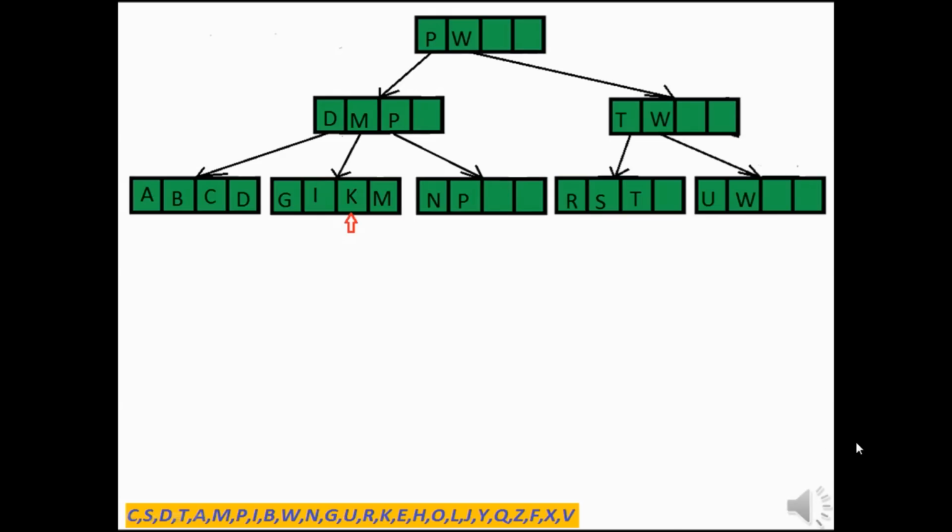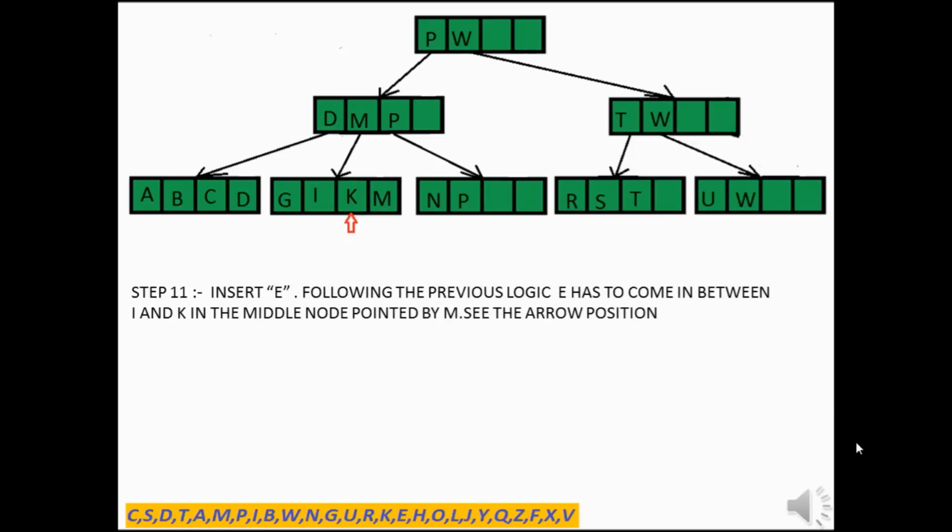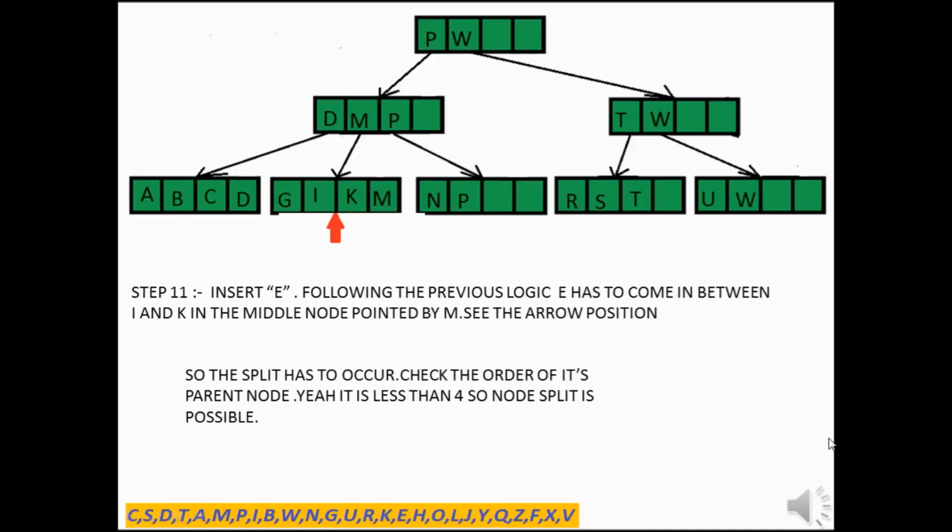So after the insertion of K, come to the insertion of E. Here, following the previous logic, we know that E has to come between I and K in level 2. See the arrow position, you'll come to know. Since the node is full, it is obvious that a split has to occur. But check the order of its parent node. Why are we checking the order of the parent node? Just to confirm whether a node split has to occur or a level split has to occur. Since in the parent node some space is still left, there is no need for a level split. We'll easily do a node split.